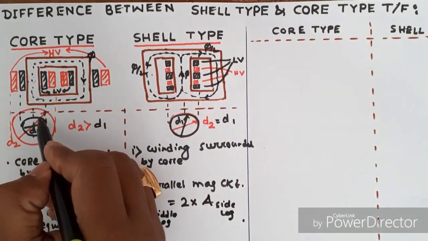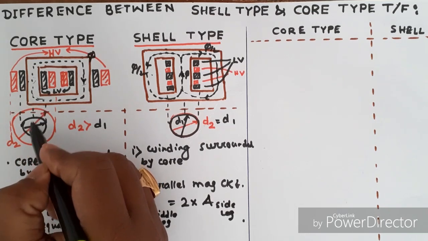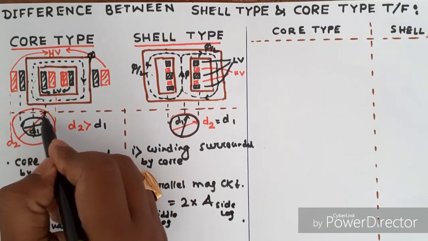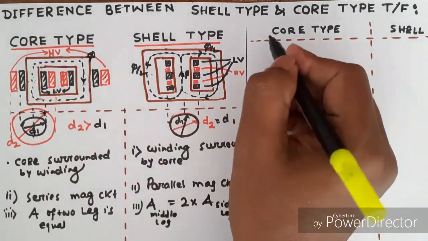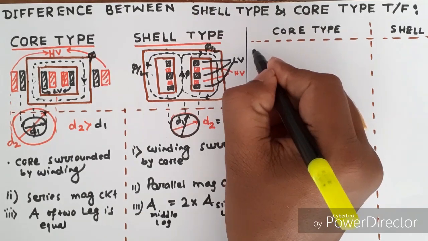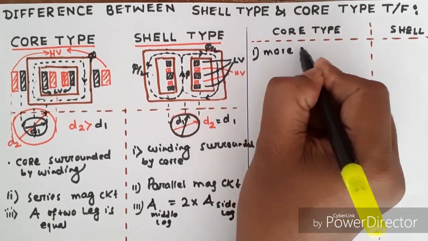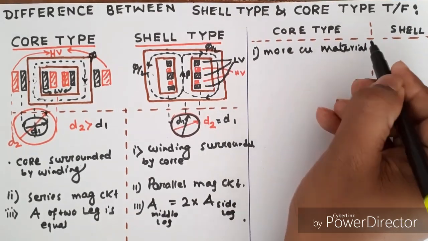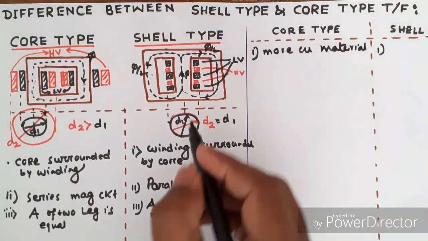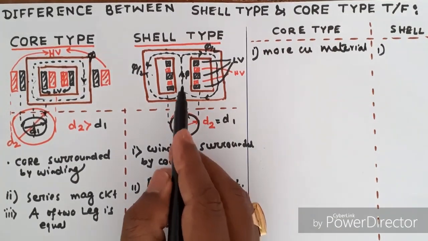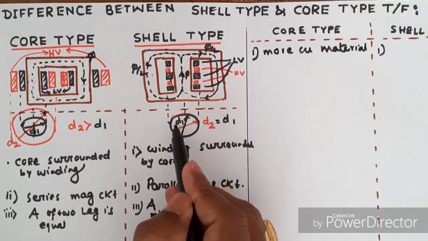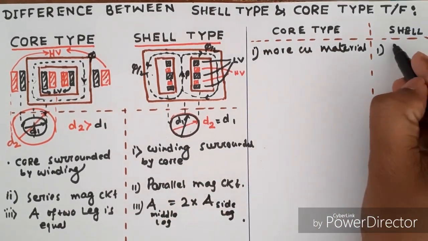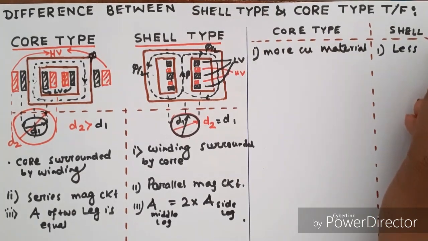Here the diameter of low voltage winding is D1 and diameter of high voltage winding is D2. Therefore, more copper material is required. But in shell type transformer, the diameter of low voltage winding and high voltage winding is same, D2 equal to D1, so less copper material.